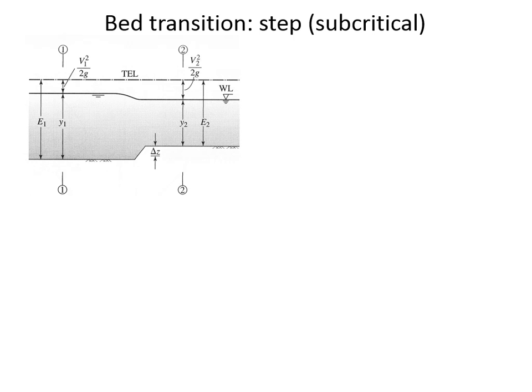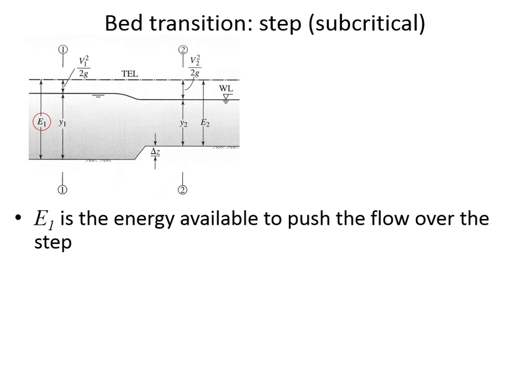It's going somewhere different. So E1, the energy that we have upstream of the transition, is how much we've got available to push it up over that obstacle. Because the step up is an obstacle, and we can't make that unlimited tall and still have the flow go over it. And so what we have to look at is, is there enough energy at 1 to make it over that obstacle? Because what if it was like this? Let me take it to the extreme.